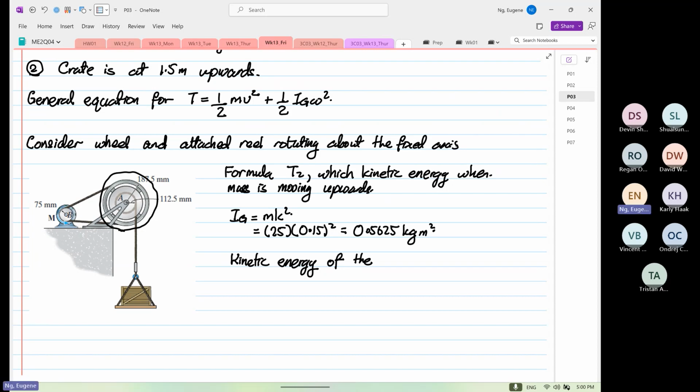Okay, of the wheel and reel. So this will be T. I'm going to call it TW. Okay. So this is equal to half I_G omega squared. So half I_G is equal to 0.5625, and then you have your omega squared. Okay, so 0.5 times 0.5625, 0.2813.